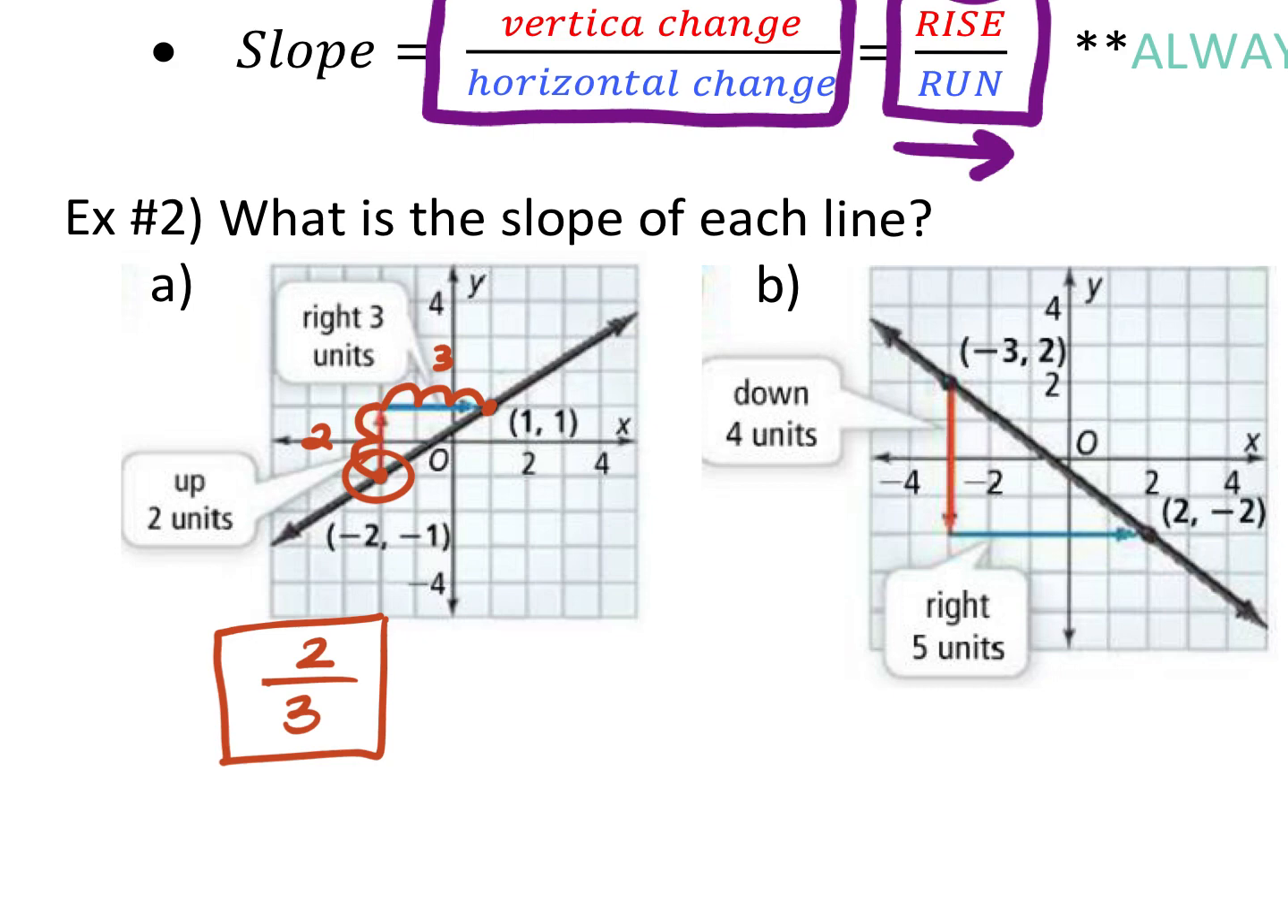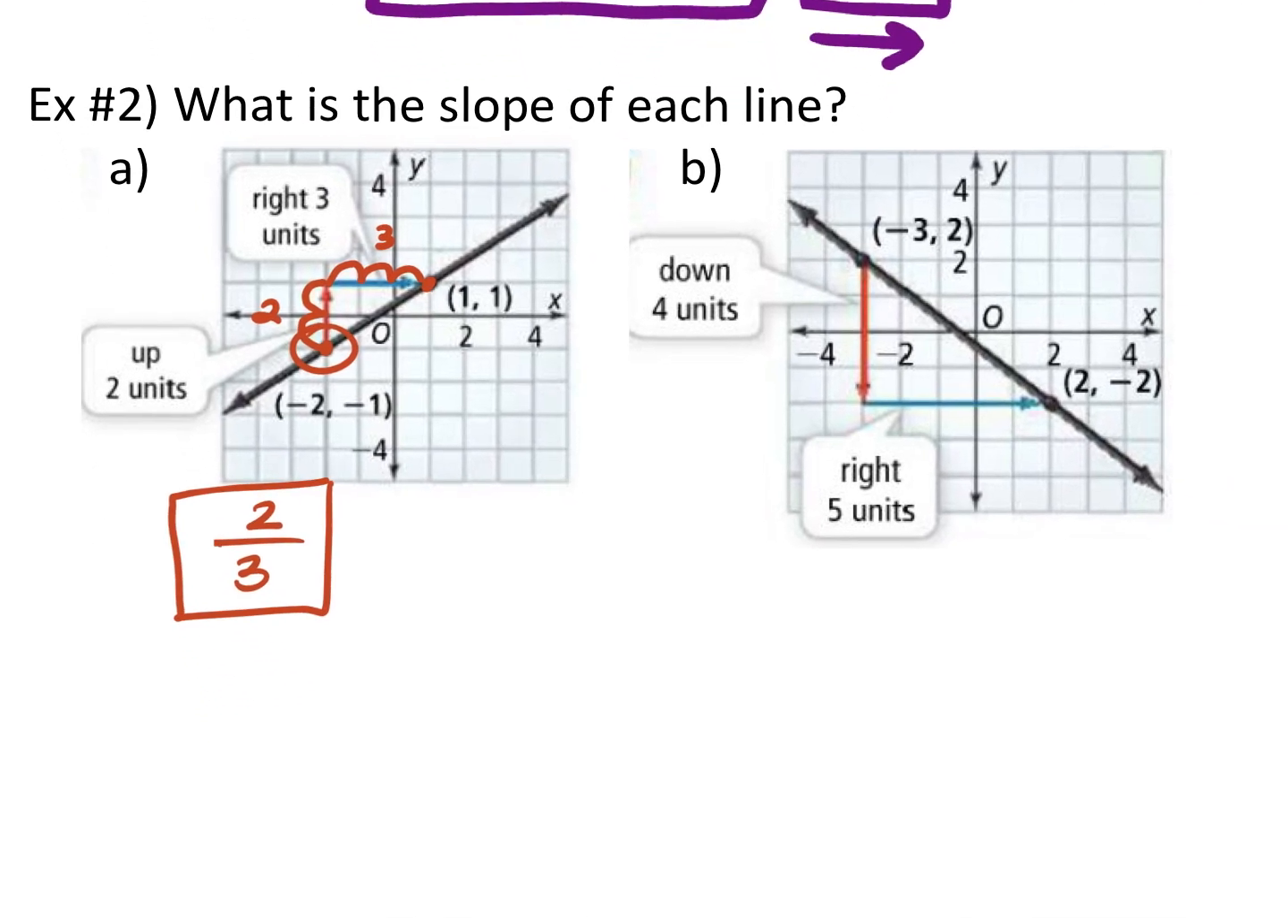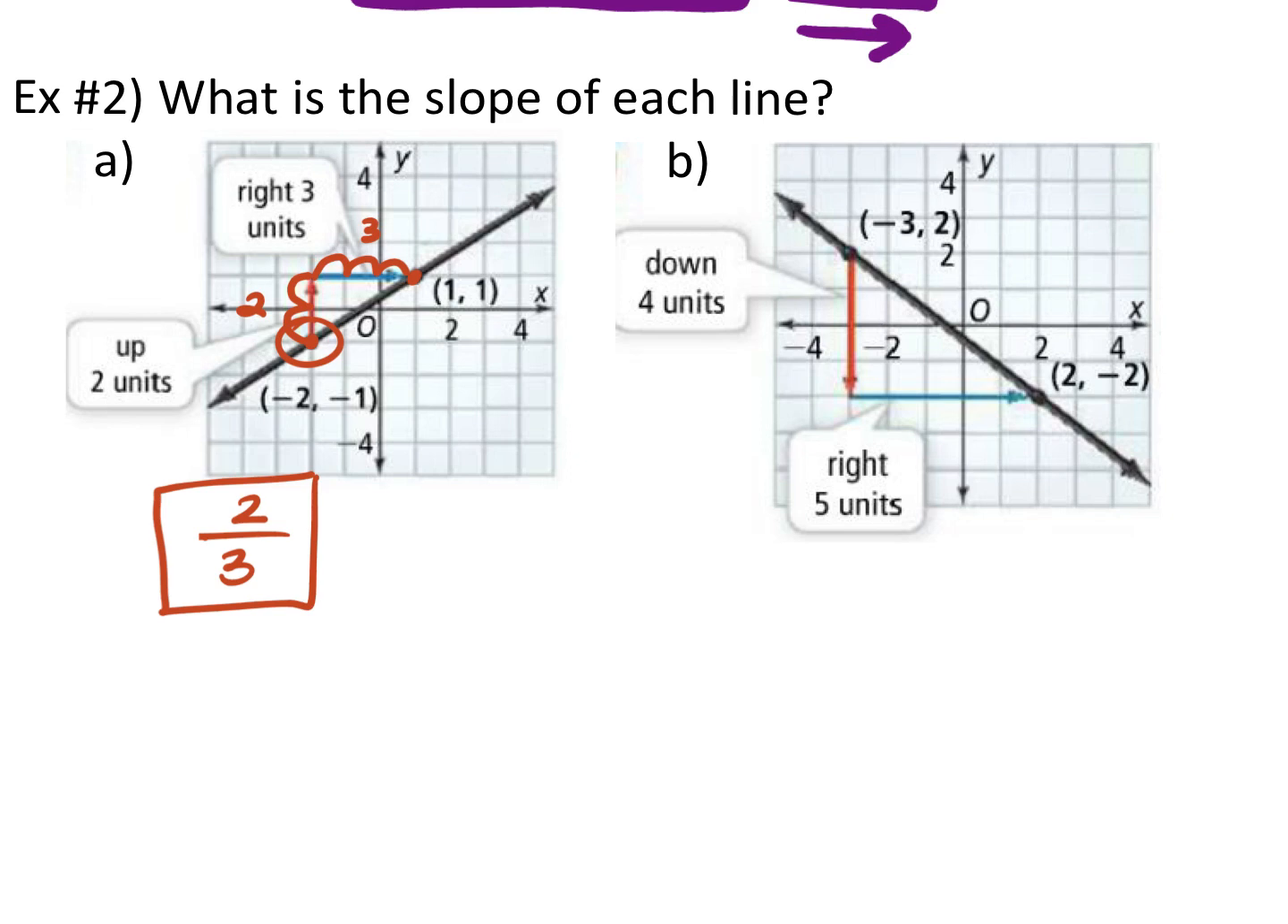Okay. So what is it going to be for B? -4 over 5, right? I start at the point on the left. Here's my 2 points. The one on the left is 1, 2, 3, 4 down. That's a negative 4. Always to the right. 1, 2, 3, 4, 5. So negative 4 over 5.